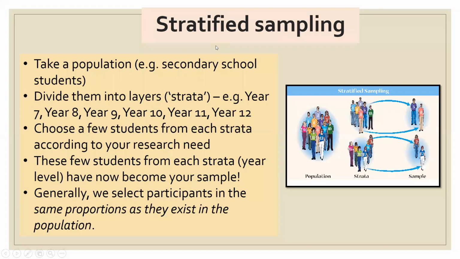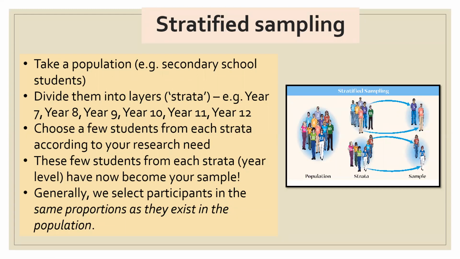So in stratified sampling, what we do is we take a population like high school students and we divide them into layers. What that might look like is one layer is year 7, one is year 8, one is year 9, year 10, year 11, and year 12. And then from each of those layers that we've divided our population into, we choose a few students from each of those layers according to our research need.